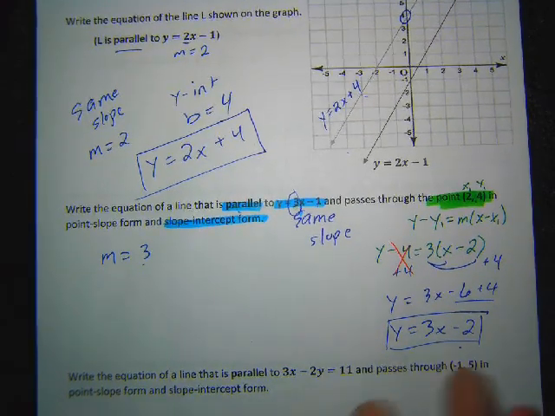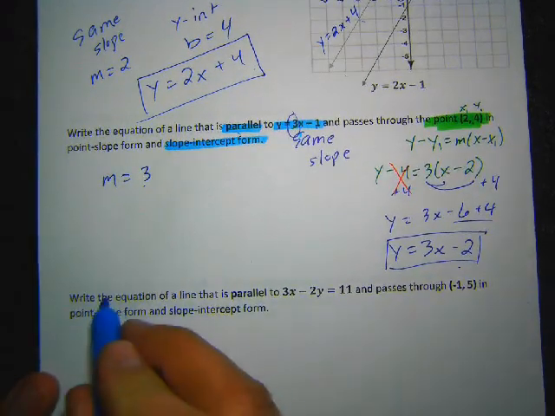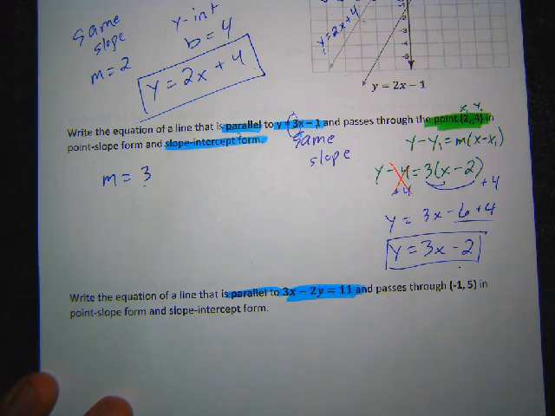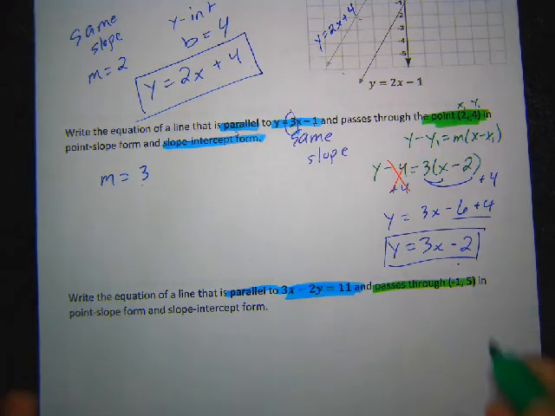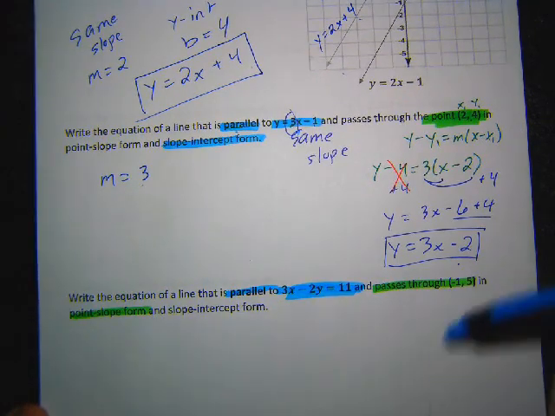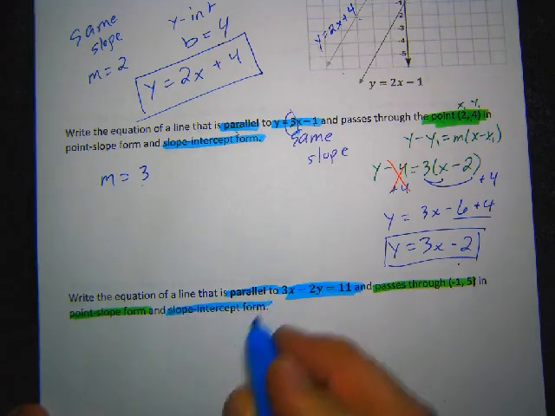Okay, I'm going to do one more like this. So one more where they say find the equation that's parallel. It'll give us this line. And then again, that it passes through some other point. And they do want it both in point slope and slope intercept. So we're going to do both point slope and slope intercept again.